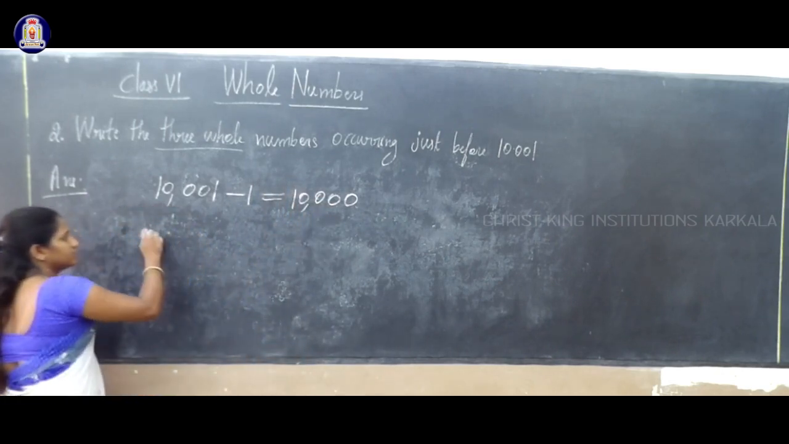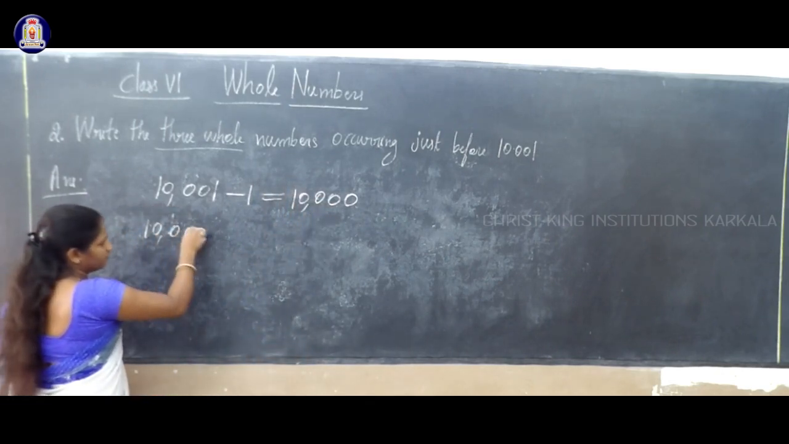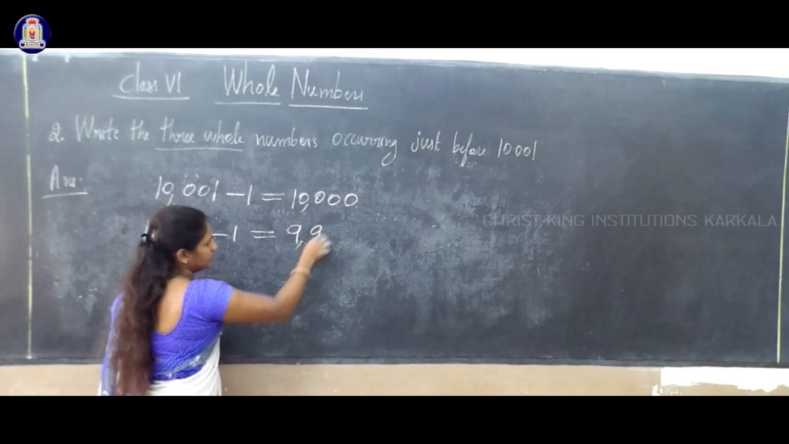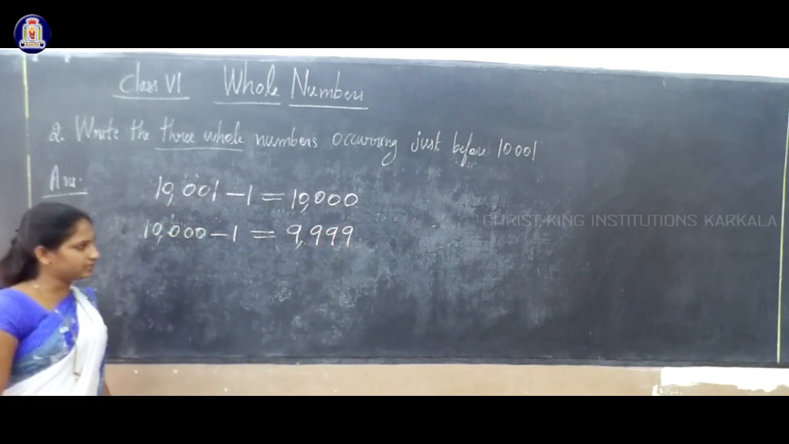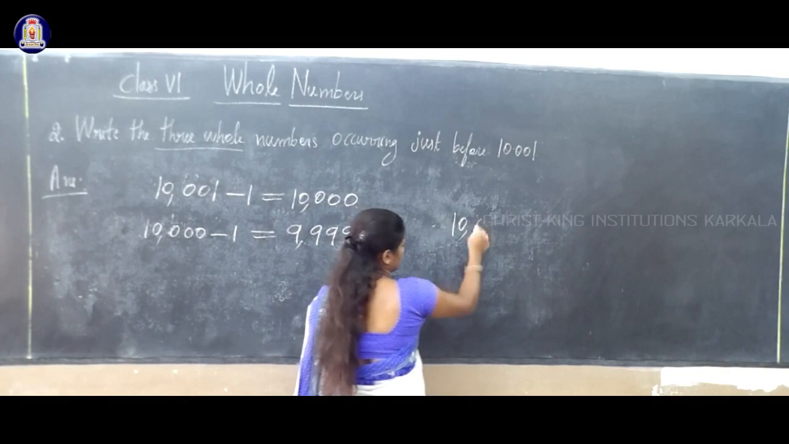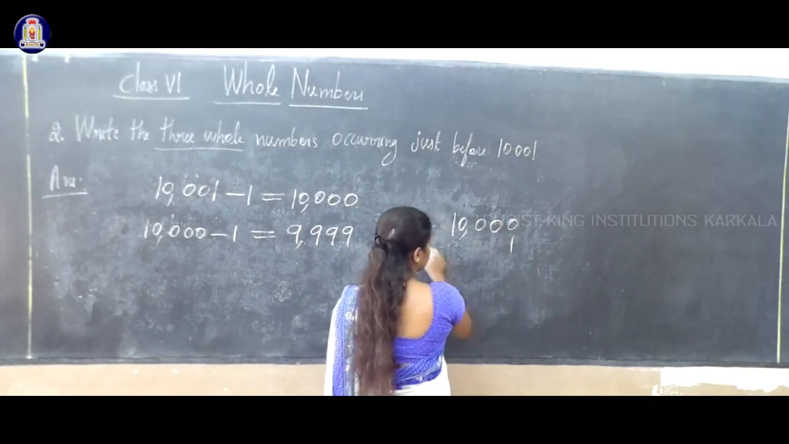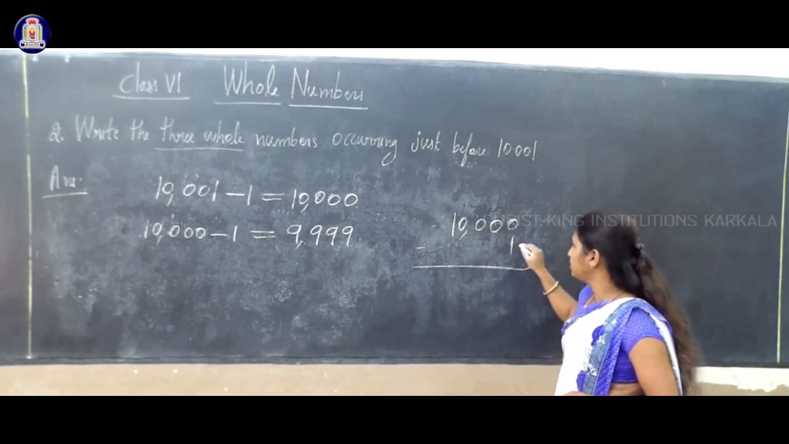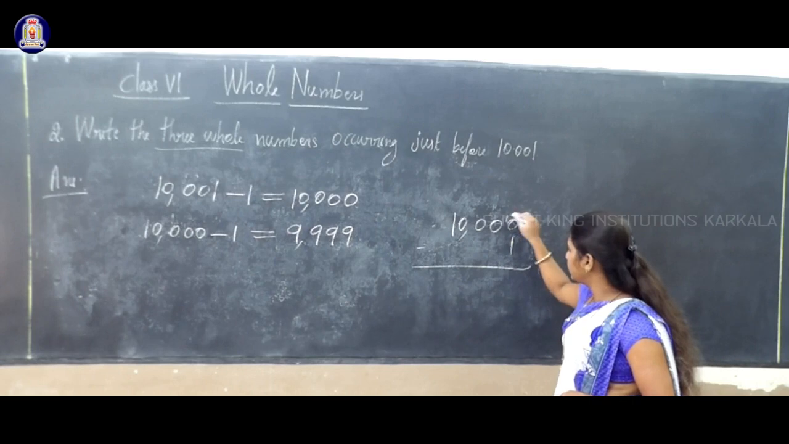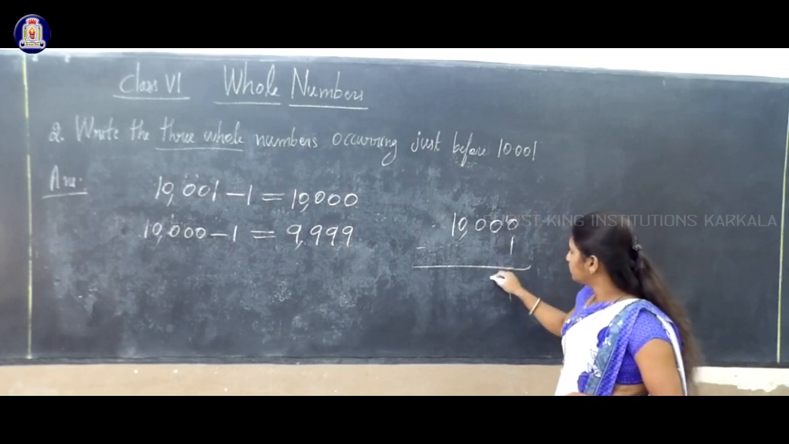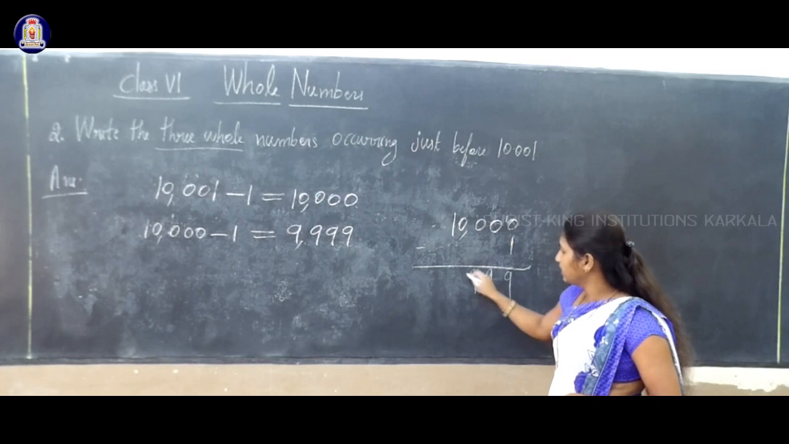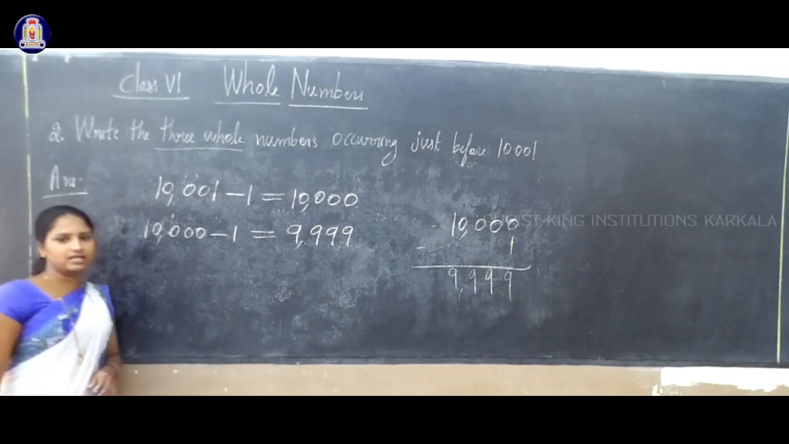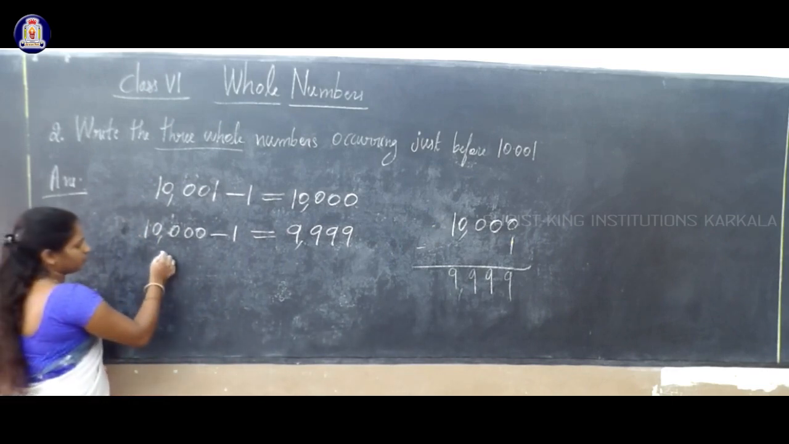Clear? Again, to find the next number from 10,000, you have to subtract 1. So we get 9,999. If you want, you can write it like this and check: 10,000 minus 1. Subtract. Can you subtract 0 minus 1? Is it possible? No. So you have to borrow, and we get 10. 10 minus 1 is 9. So the remaining digits are 9, and here also 9, and here also 9. Correct? So the answer is 9,999.